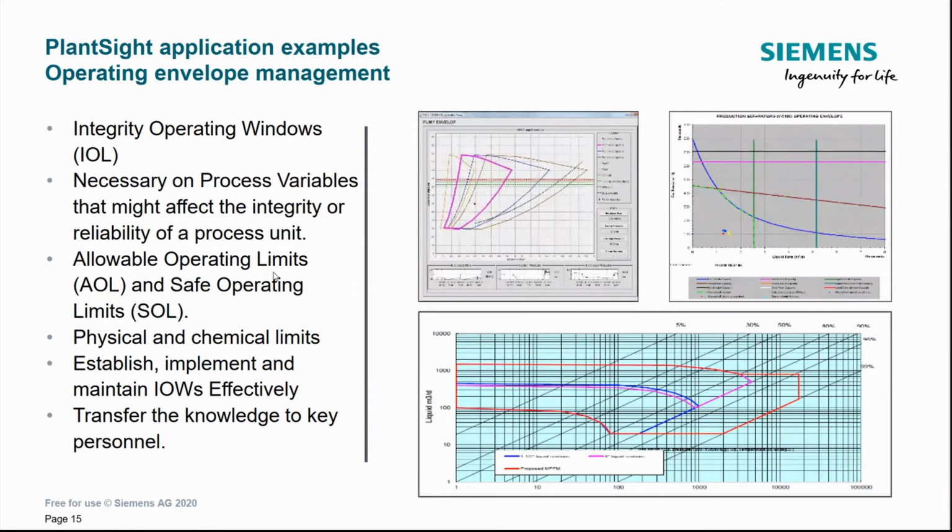The operating envelope management is one of the basic pieces. It doesn't have to look as complicated as you see in this example. This can be an easy minimum or maximum value of a pressure or a temperature, but also more complex operation windows for processes that can be monitored with our system.